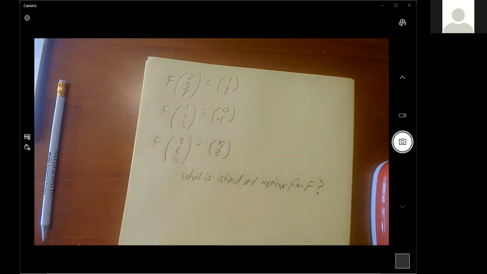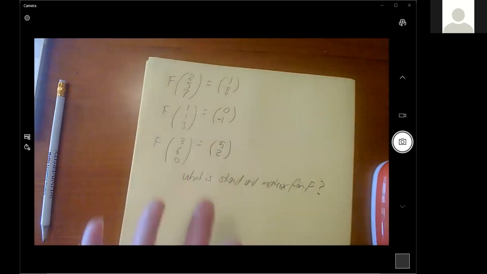So here's the thing. We don't have a formula. We can't figure this out without the formula, but we can if we can figure out what f of 1, 0, 0 is, and what f of 0, 1, 0 is, and what f of 0, 0, 1 is, then those three answers will be the columns of the matrix.